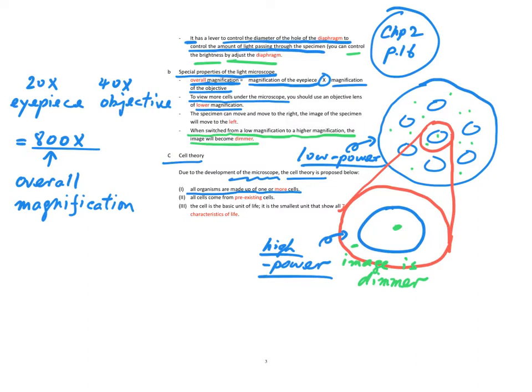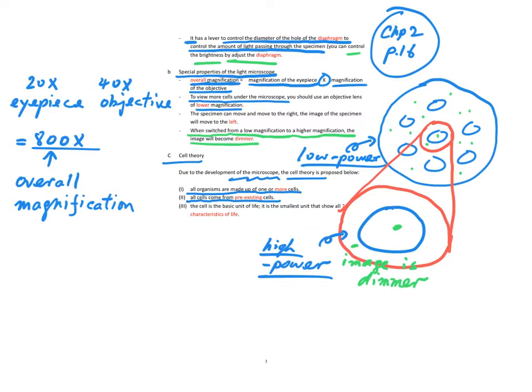All cells come from pre-existing cells. You can regard this as another fact to remember, so that you can have logical thinking, kind of deduction later on when you are asked in examination questions.